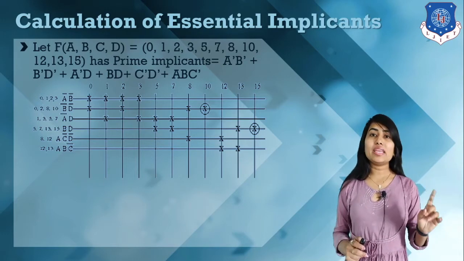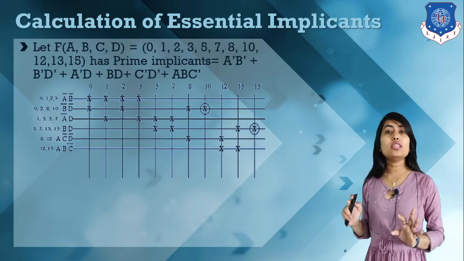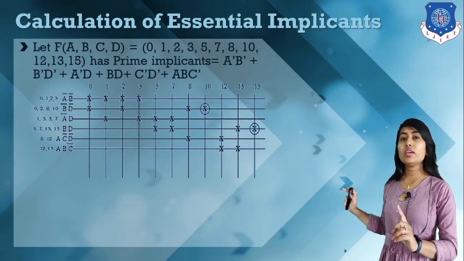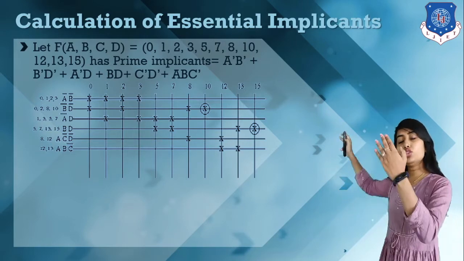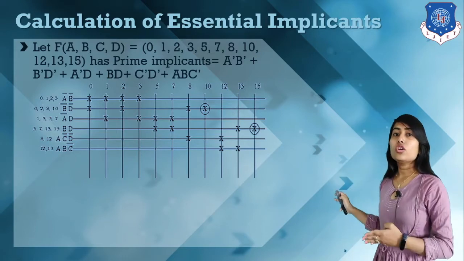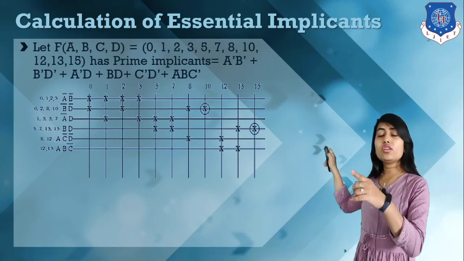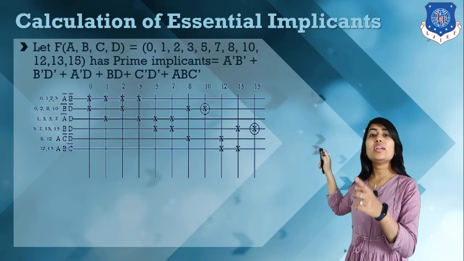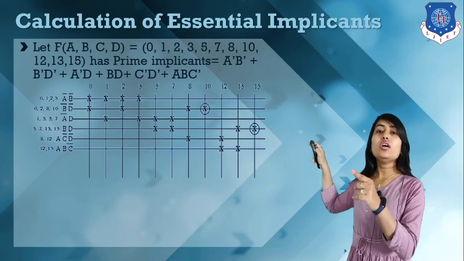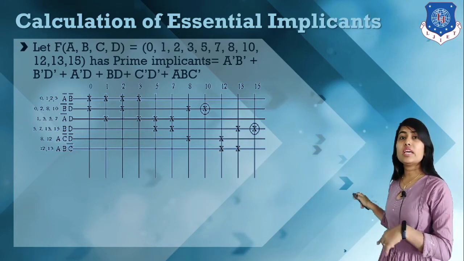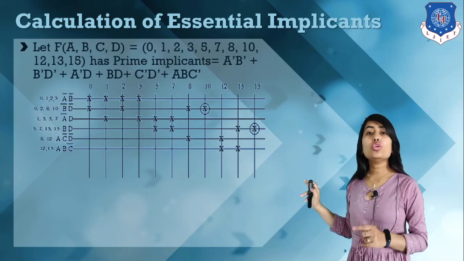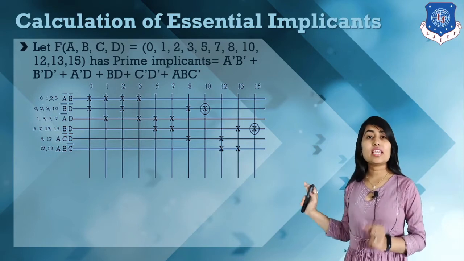Now b dash d dash and bd must cover all the min terms. How can we calculate our essential prime implicants? Check row wise. If a min term has only 1 time cross, the respective term is our essential prime implicant. Here at 10 we have a 1 time cross, so we have b dash d dash, and at 15 we have a 1 time cross, so we have the term bd. So b dash d dash and bd are our essential prime implicants.